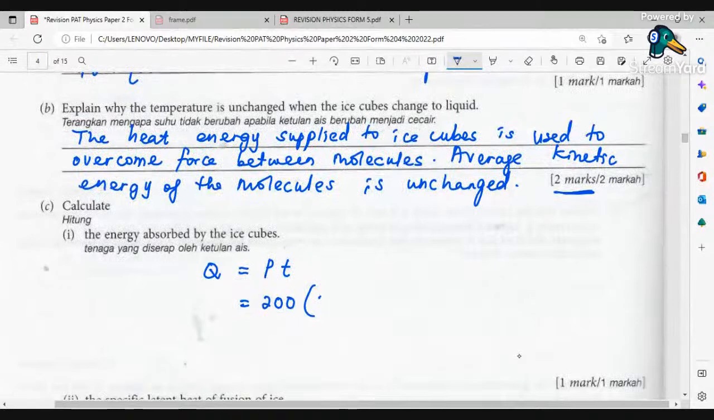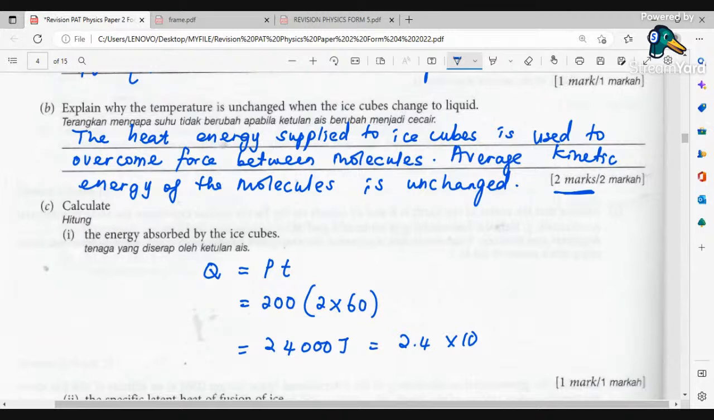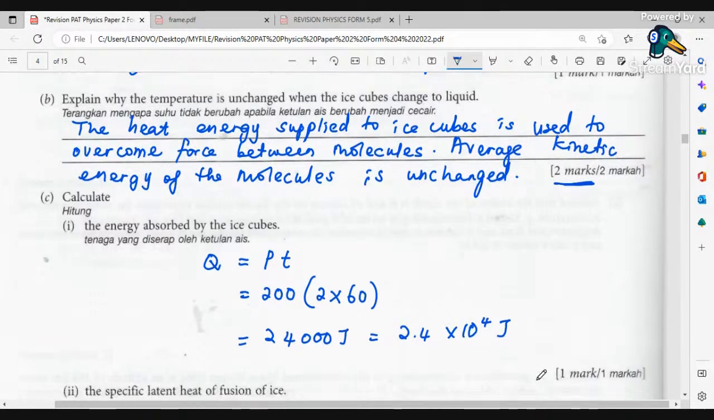Time 2 minutes kena convert to second, because we want the answer to be in joule. 24,000 joule ataupun 2.4 10 power 4 joule. Okay, boleh tulis dalam standard form. So ini 1 markah.